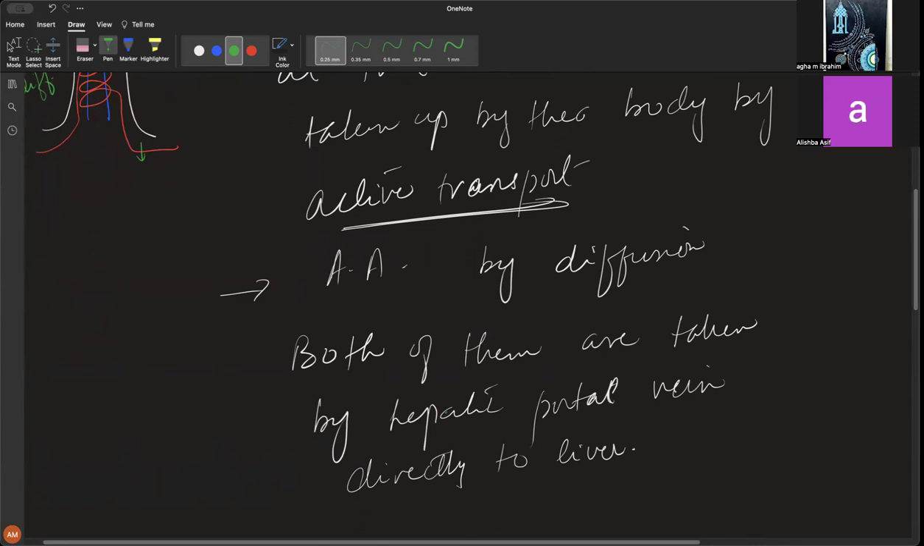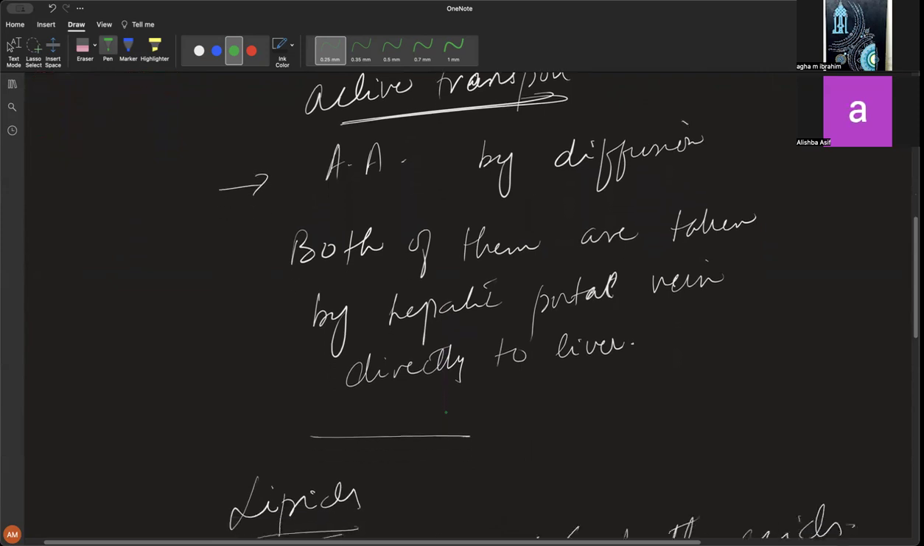Once they are absorbed from the small intestine into the blood capillaries of the villus, those blood capillaries take the amino acids and the glucose, absorbed by active transport and diffusion, directly into the liver. From the liver, the excess glucose is converted into glycogen, and the amino acids are also assimilated over there. Is this clear?